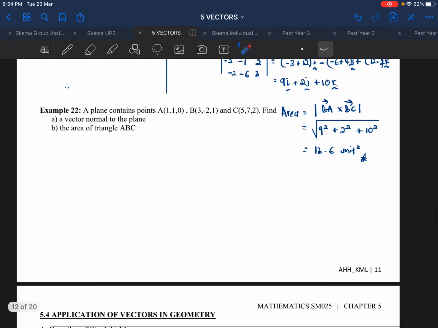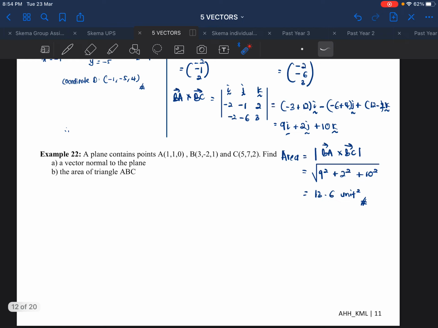Alright, so the last example, example 22. A plane contains points A, B and C. Find a vector normal to the plane and the area of triangle ABC. Okay, so this is your homework. Actually, this is your attendance, not homework. It's actually the same question as example 21. The difference here is that it asks you to find a vector normal to the plane.